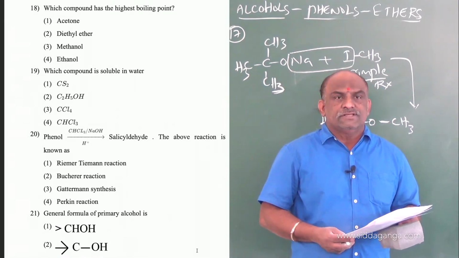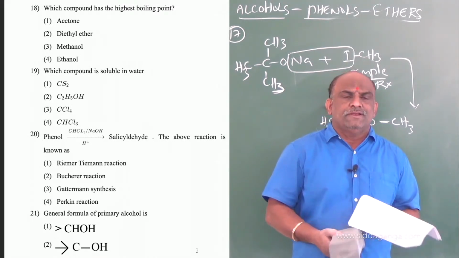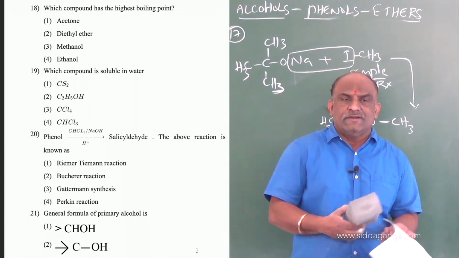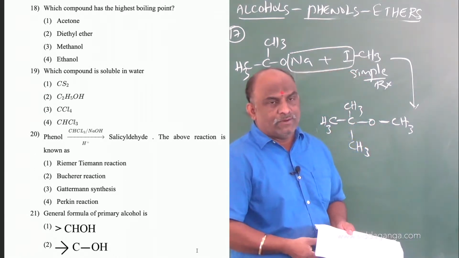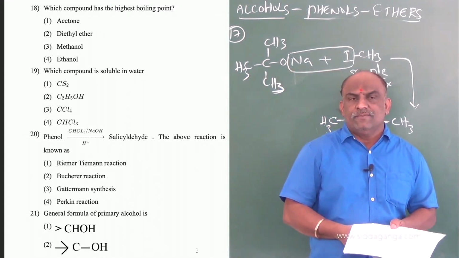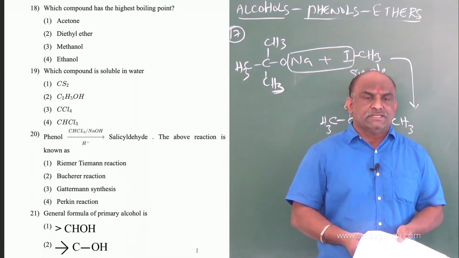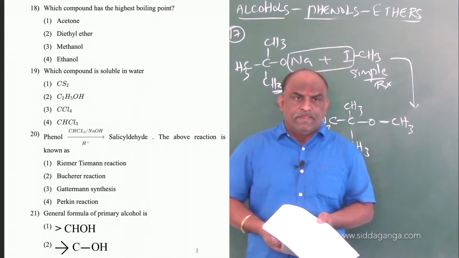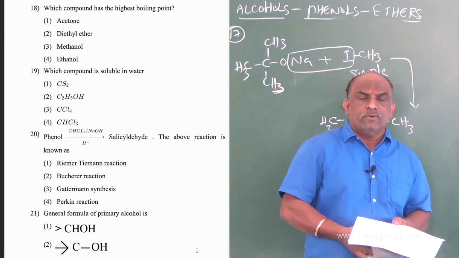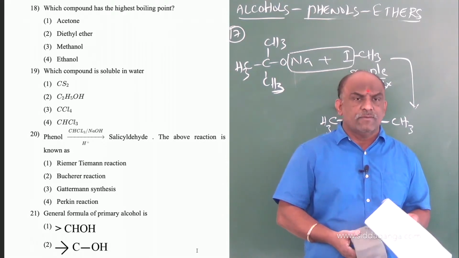Next, question number 18. Which compound has the highest boiling point? This is a very interesting question. One is acetone, second is diethyl ether, third is methanol, fourth is ethanol. Acetone and diethyl ether, we can eliminate these two examples because no hydrogen bonding takes place. If hydrogen bonding takes place, the boiling point will be more. Acetone is a carbonyl compound, diethyl ether is an ether compound, so ethers and carbonyl compounds do not form hydrogen bonding.